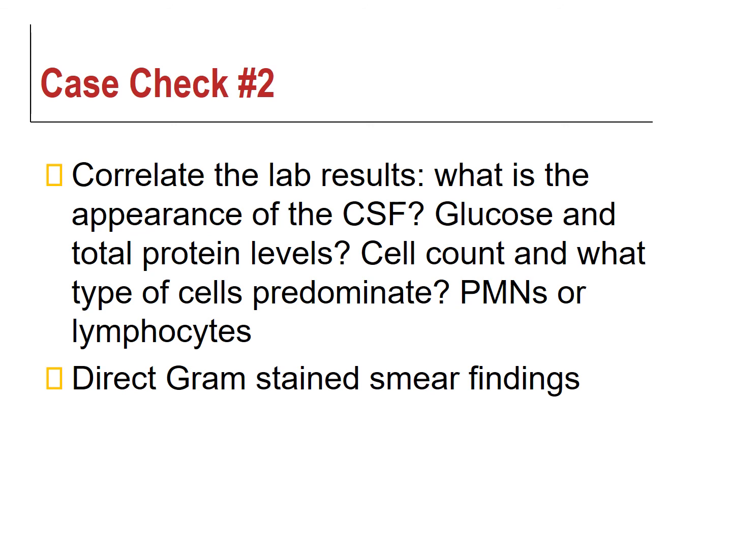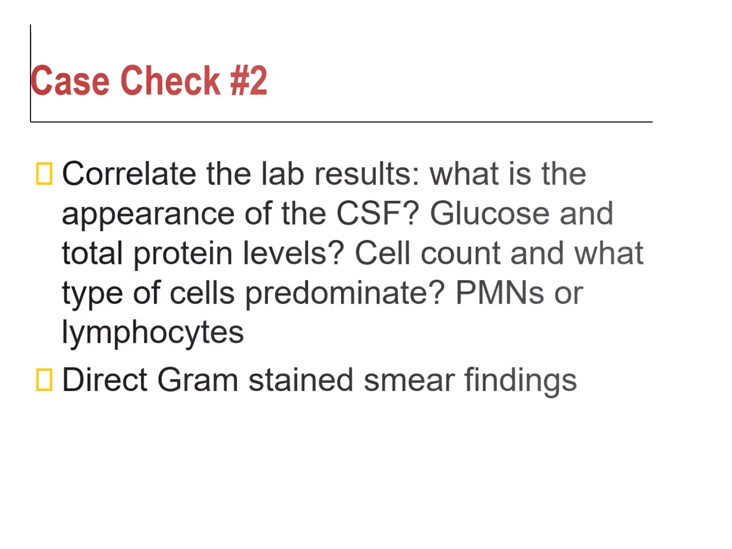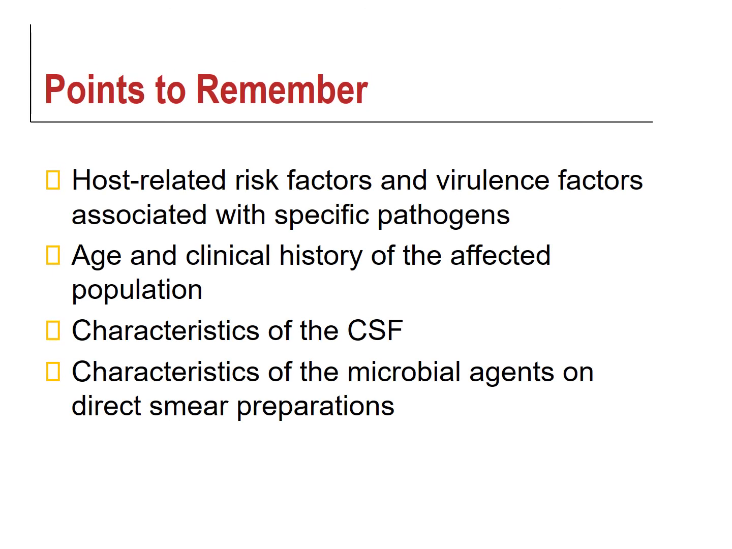Review the microscopic morphology of the pathogens we have previously discussed. So what are the important points to remember? Host-related risk factors and virulence factors associated with specific pathogens. Very helpful information is the age and the clinical history of the affected population. What does the spinal fluid look like? Look at the characteristics of the spinal fluid, the non-specific indicators, glucose, proteins, cells, and the characteristics of the microbial agents you find on the direct smear preparations.